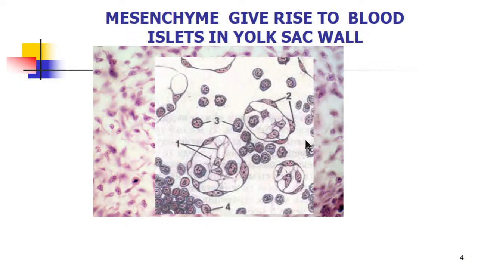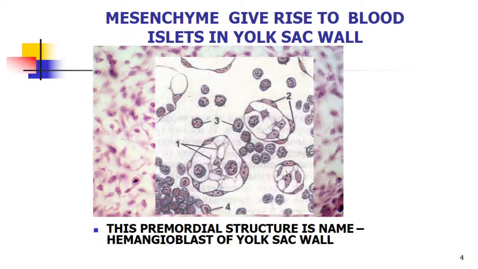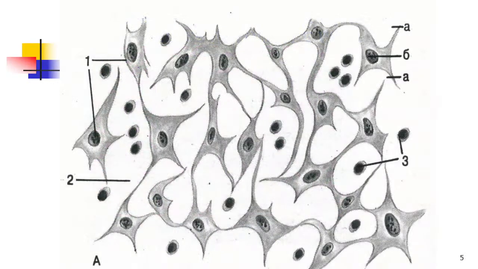This is a specialized primordial structure which arises from mesenchyme. Look, the outermost cells transform into the endothelial cells of vessels and capillaries, and the inner cells will transform into the stem cells of blood. We will discuss this question when continuing the topic of hematopoiesis.